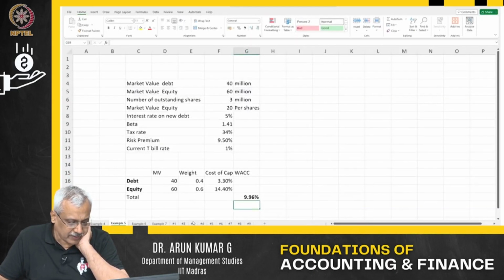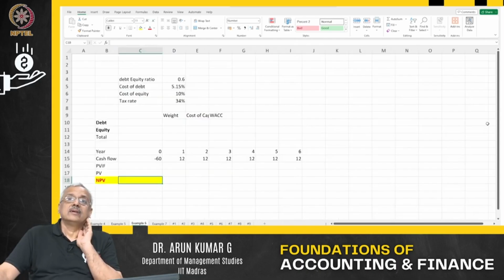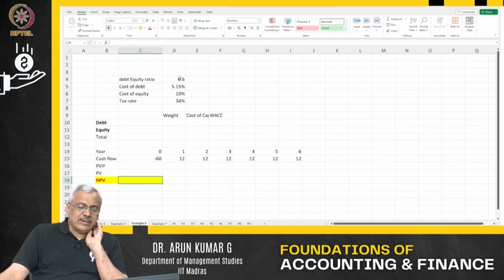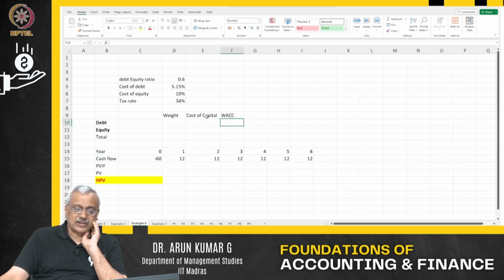I am going to go back to this. I am looking at example 6 here. Debt equity ratio 0.6, cost of debt 5.15, cost of equity is 10, tax 34%. Now, I will look at the weights of debt and equity, look at the cost of capital, look at WACC and then find out the returns. So, what is the weight of debt and what is the weight of equity?